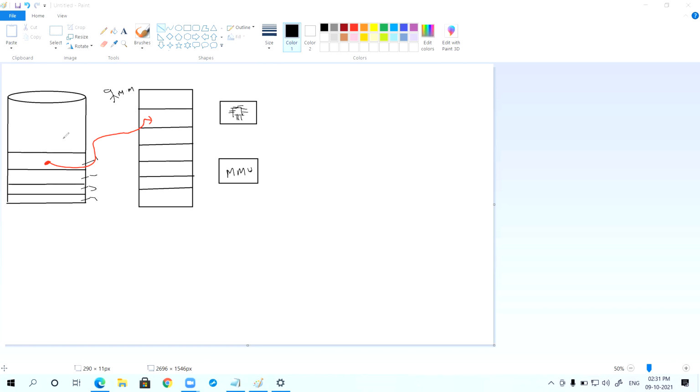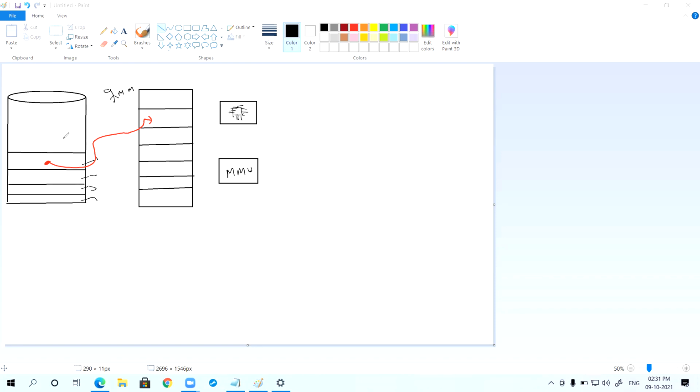Will you agree? A portion of the process is going to be loaded. Now, can you tell me what is the advantage of this type of scenario? Can I say RAM space is utilized more effectively? Unnecessarily, the 20,000 instructions cannot be present in the RAM.